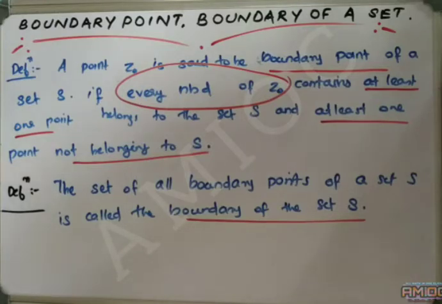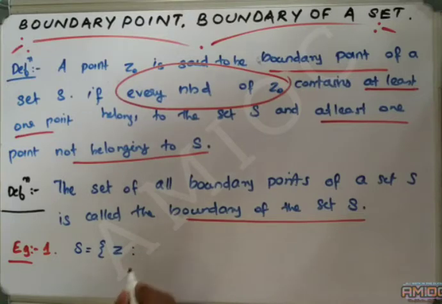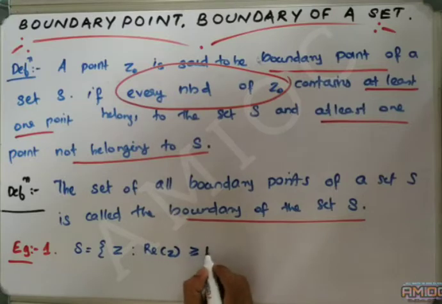Okay, now we can look at the first example. The set S is given by the set of all complex numbers satisfying the property real part of Z greater than or equal to 1. The set includes all complex numbers in the complex plane satisfying the real part of Z is greater than or equal to 1.